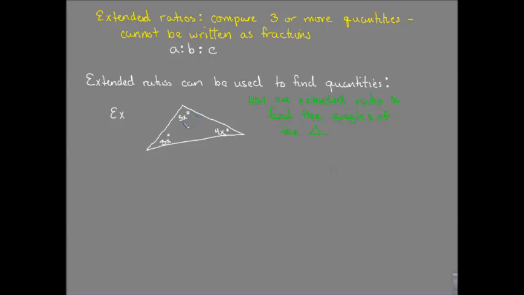What we have is a triangle, and the angles are 5x, 3x, and 4x. So the ratio of the angles is 3x to 4x to 5x. Basically we have some value x, and the first angle is 3 times that, the second angle is 4 times that, and the third angle is 5 times that. So the ratio of the angles is a 3 to 4 to 5 ratio.